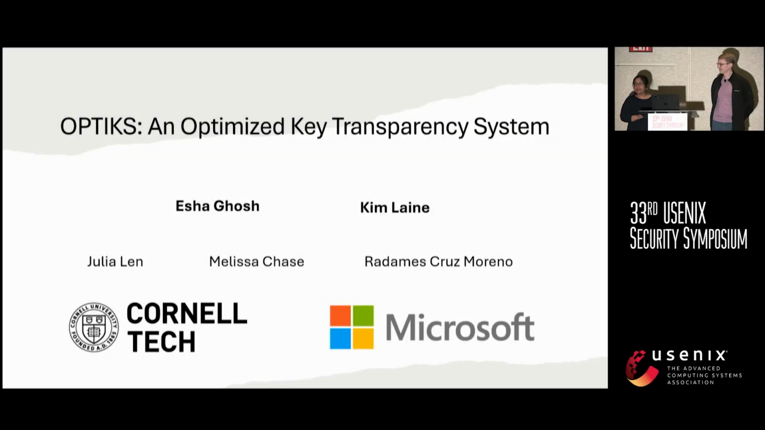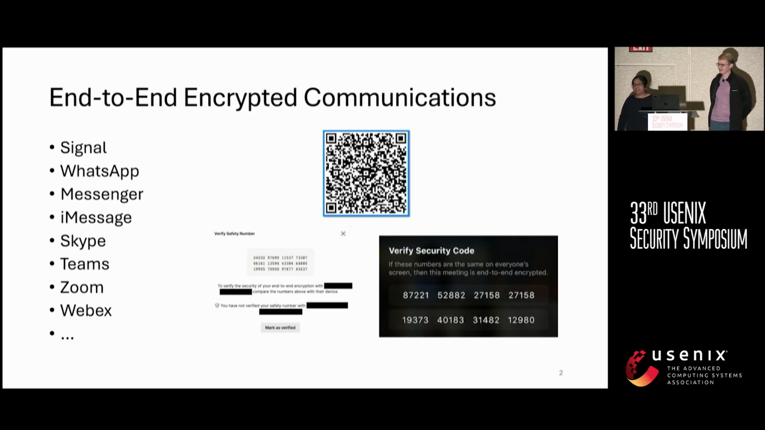So today we are going to talk about OPTIKS, which is an optimized key transparency system. And if you don't know what that is, don't worry, we'll unpack it over the next few minutes. This talk is going to be about key distribution and key verification in end-to-end encrypted communication systems, in particular end-to-end encrypted messaging, also meetings, but we'll not focus so much on the meetings.